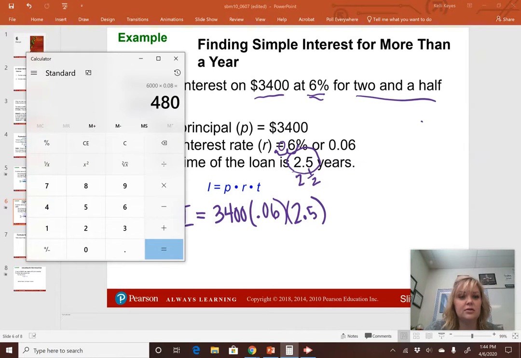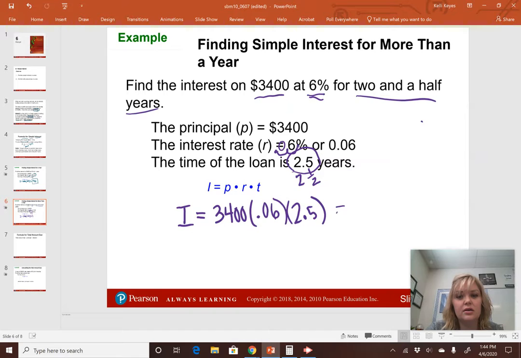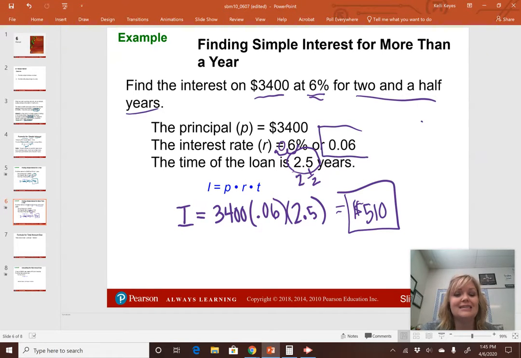Then we just multiply those three values. So we get 3,400 times 0.06 times 2.5. That should be $510, which would be your amount of interest that you would either pay if it's a loan or earn if it's a savings account. So that's how you find the interest, just principal times rate times time. And make sure the rate is a decimal. Don't leave it as the percent.